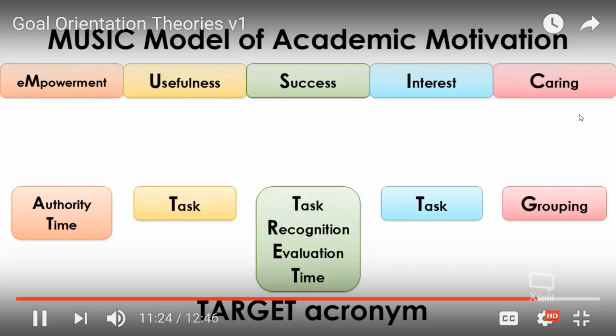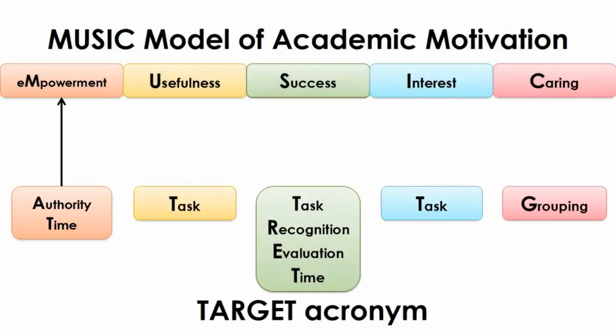As you can see, authority and time are most directly related to empowerment. The task includes elements of usefulness. Success perceptions are important when considering the task, recognition, evaluation, and time. It's also important that the task is interesting. And the grouping is most directly related to caring.